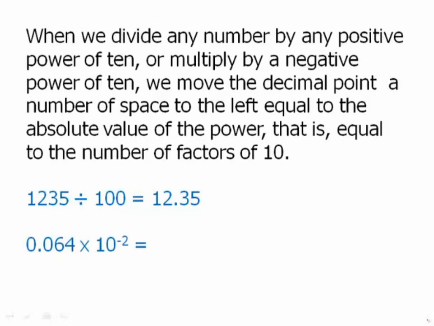0.064 times 10 to the negative 2, I move the decimal point 2 places to the left. I start out with 1 placeholding 0, and I'll wind up with 3 placeholding zeros, 0.00064.